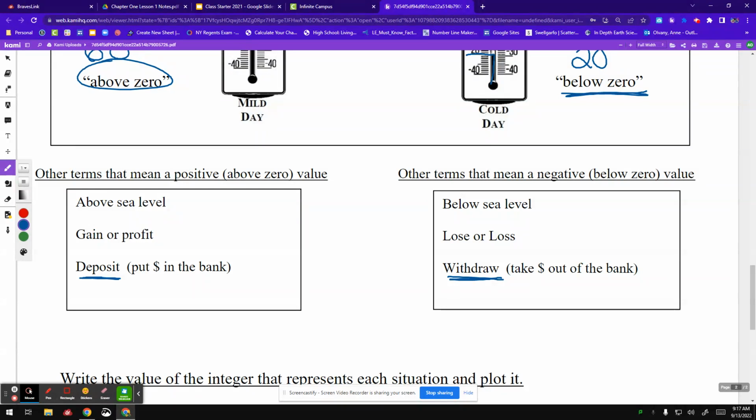Or this word seems to be new to seventh graders. You can withdraw money. Withdrawing you from the school. That's right. I'm taking you away. That's negative. I have a negative student.